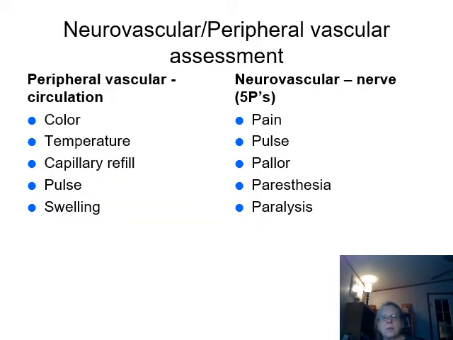Once again, here is our assessment of peripheral vascular assessment and neurovascular. Peripheral vascular, you're looking at the color, the temperature, capillary fill, pulse, and the swelling. Neurovascular, the 5 P's. I have pain, pulse, pallor, paresthesia, which is can you feel, and paralysis, can you move it? So that may be an issue.